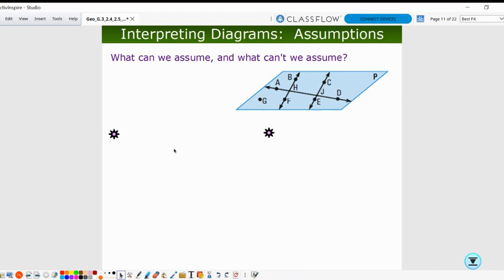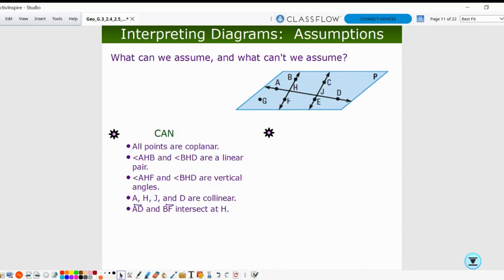So what can we assume here? Let's take a look at what we can assume. We can assume that all the points are coplanar. They all look to be on plane P. It says angle AHB and BHD are a linear pair. I agree with that. So we've got this angle with this angle that makes that linear pair.